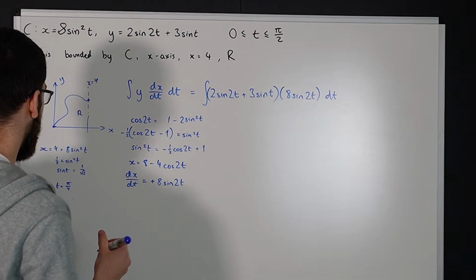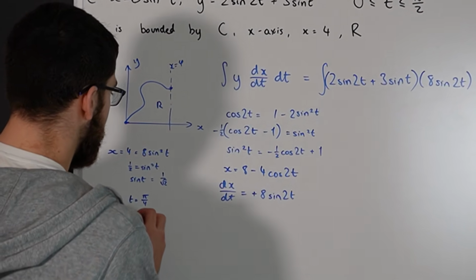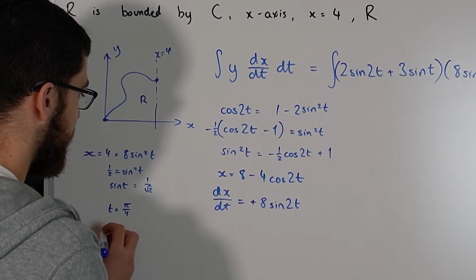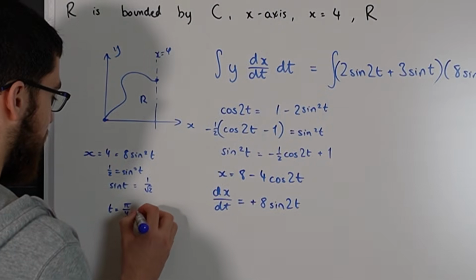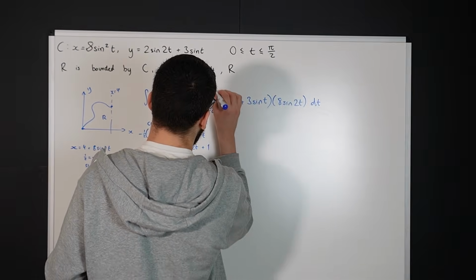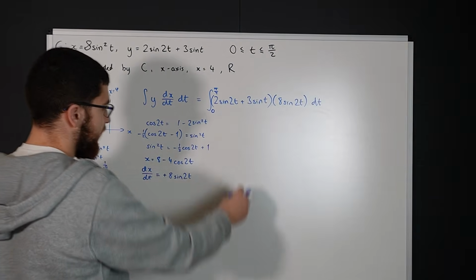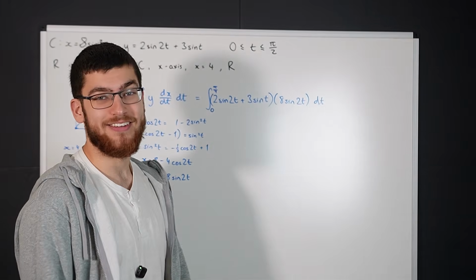And then we've got when y and x equals 0. So this equals 0. So sine t is 0, so we've got 0. So basically we've got t is 0 and t is pi over 4. So I'm just gonna put in those values, okay? And that should be our limits. So now I've got to expand that out and integrate it. Oh, it's gonna take some time.